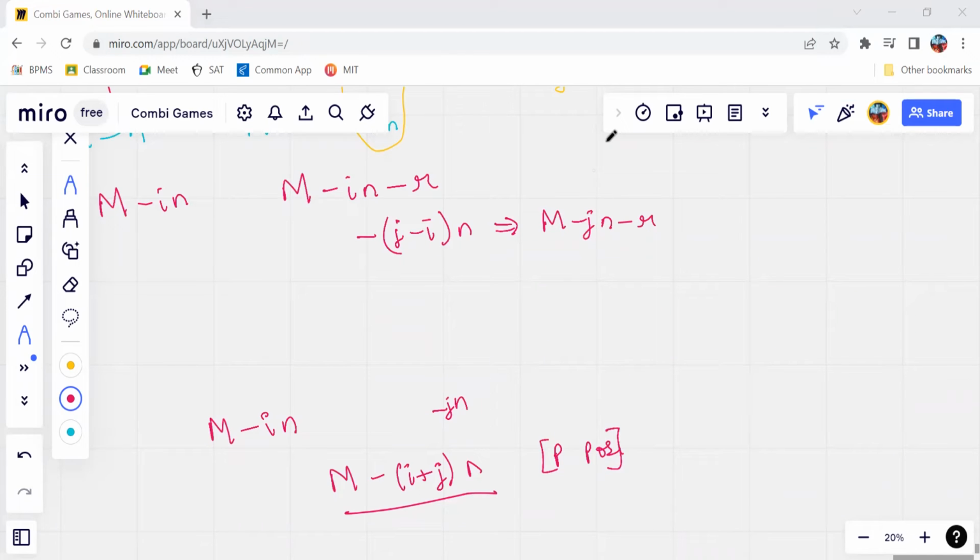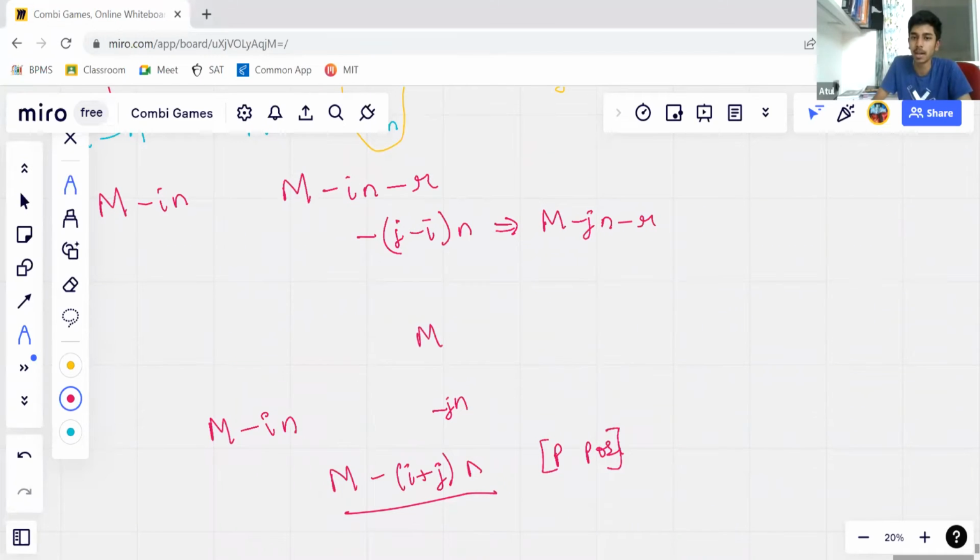No, but if the first person is subtracting n and the second person is subtracting n square, how will the first person do (i plus j) times n? If you're able to subtract n square, this already means that m is at least n square plus n.